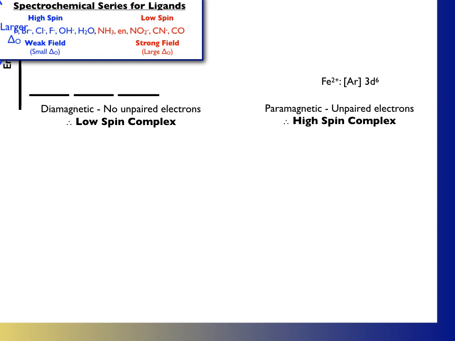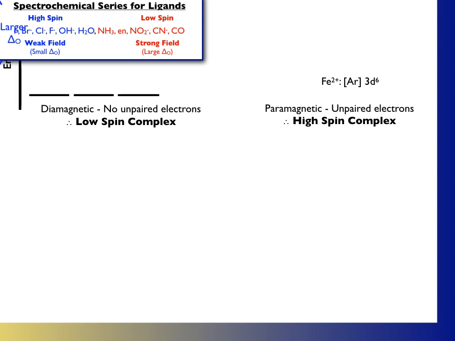Now let's draw our orbital occupation diagrams. So remember, you're only responsible for knowing that there are 3 d orbitals that are lower in energy than the other two. Therefore, there's a 2-3 splitting.